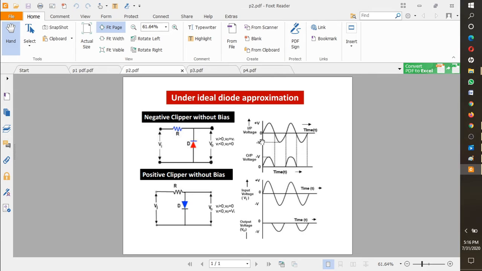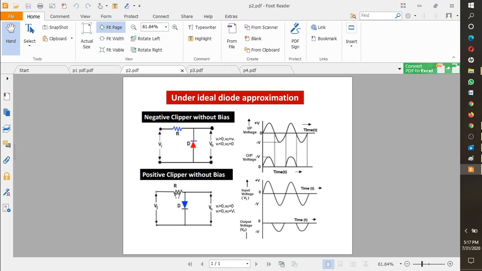And for negative half cycle, that is Vi less than 0, the diode is now conducting as it is forward biased and as a result V0 equals 0 under ideal diode approximation. So in this case the clipper circuit has clipped off negative half cycles of the applied input signal. That's why it is called a negative clipper circuit without bias.